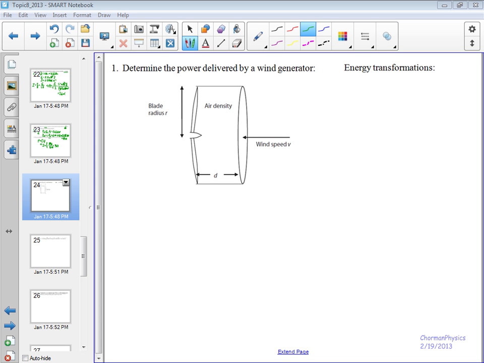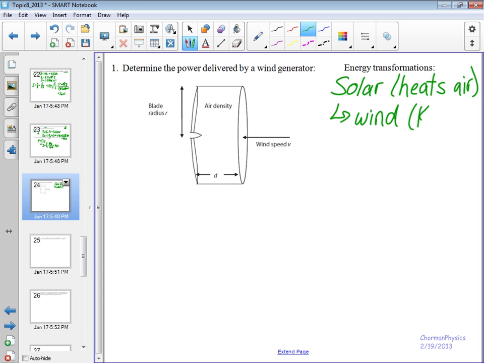The next type of power that we're going to study is wind power. The interesting thing with wind and solar and hydro as well, which we're going to study in a little bit, is that they all come from the sun. The way that this happens is that you have your solar energy coming in, the radiant energy. It heats the air. This drives convection currents. These convection currents themselves are wind.